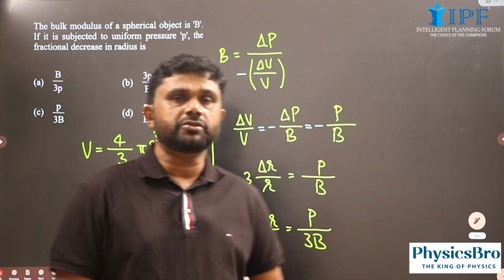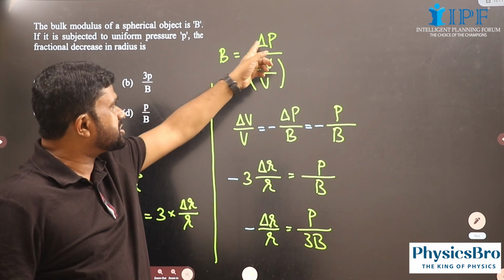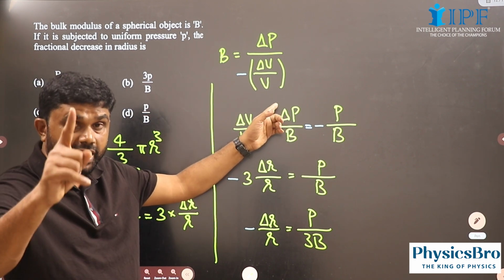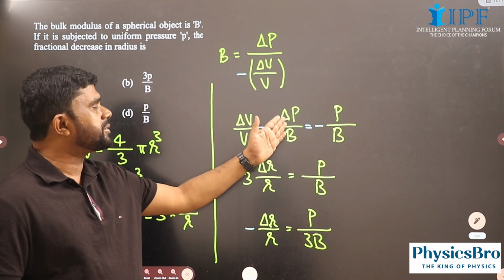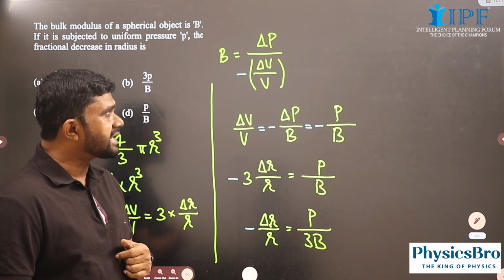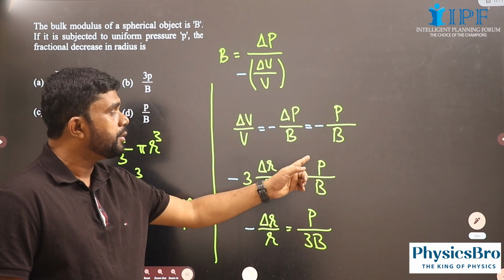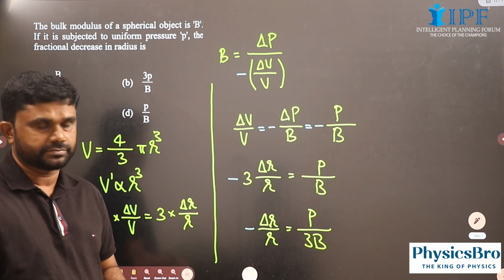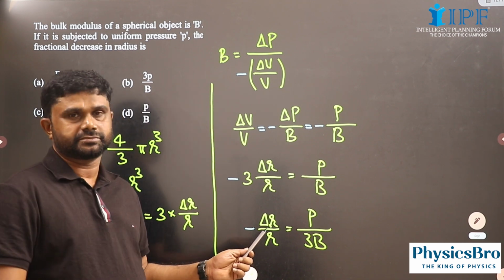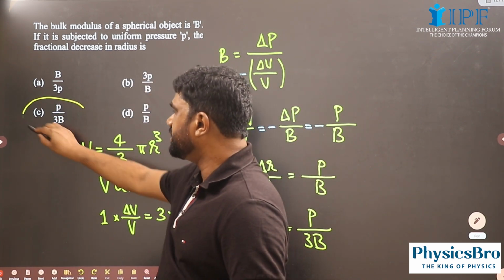Now see, bulk modulus is equal to applied pressure divided by volume strain. And this negative sign is to show that when the pressure is increased, volume will be reduced. So here we will get delta V by V equals minus delta P, that is the applied pressure, over bulk modulus. Here the applied pressure is given as P, so minus P by B, where B is the bulk modulus. Now this delta V by V can be replaced by 3 delta R by R. The negative sign on the right side I have taken to the left, so I will get P over B. P is the applied pressure, B is the bulk modulus. Now this minus delta R over R, that negative sign is to show that radius decreases. So the fractional decrease in radius will be P divided by 3B. So P divided by 3B, this must be the correct option.